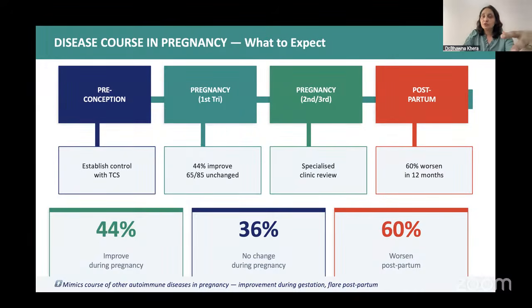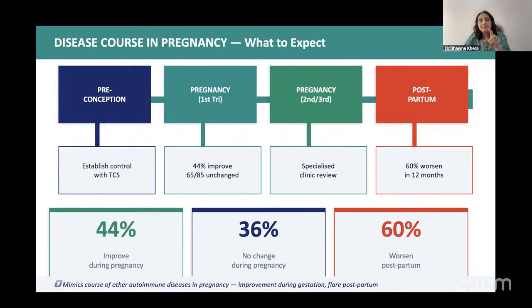How does the disease course go on? What to expect? Preconception, pregnancy, first trimester, second trimester, and the postpartum. Now, preconception, establish control. Try that the patient gets pregnant when she is in a complete stage of resolution. As with any autoimmune disorder, it gets better in pregnancy, and postpartum it gets worse. So in pregnancy first trimester, 44% improve. The 65 out of 85 is the number quoted from the study which is mentioned in the TOG article.